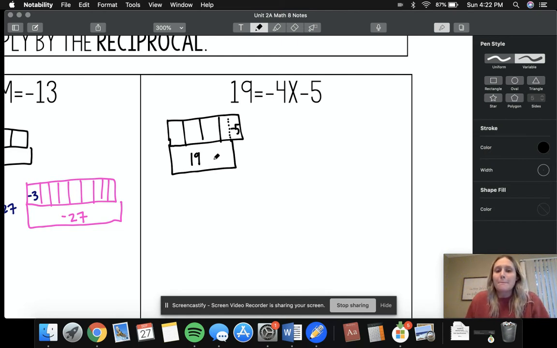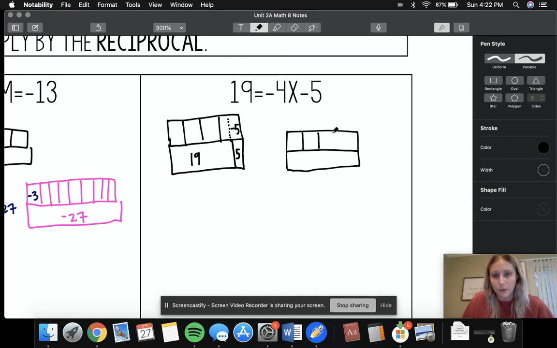Okay. All right, so now for us to visualize this, we probably need this whole amount because we want to know what 1x is, not a couple x's with something taken off of it. So instead of a -5, what we're going to have is a +5. Okay, so then our new picture is all 4 of these x's, these -4x's, is equal to 24.